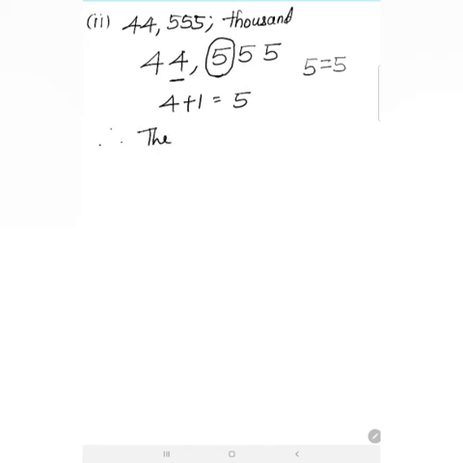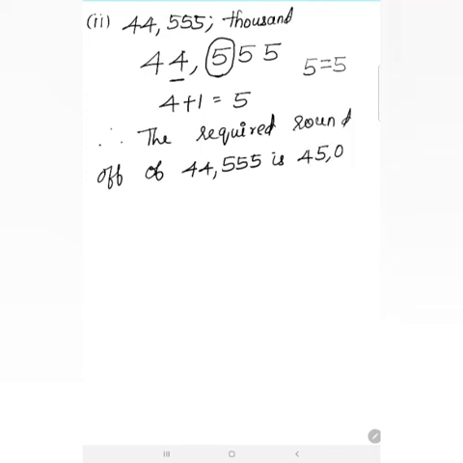Therefore, the required round off of 44,555 is 45,000. This is 45,000. So here the thousands place is 4. See the hundreds place, it is equal to or greater than 5. It is equal to 5. So take this thousands place plus 1. So 4 plus 1 is equal to 5. Other things will become 0. So 45,000. Okay.